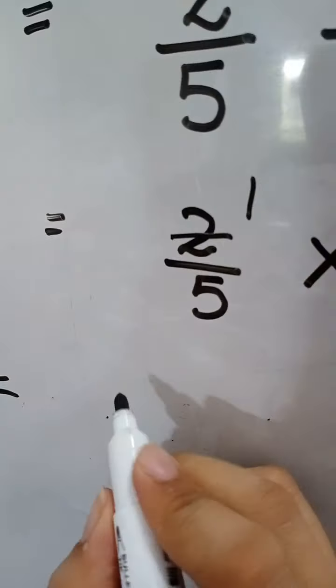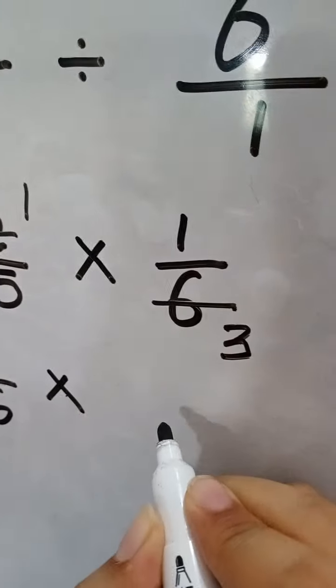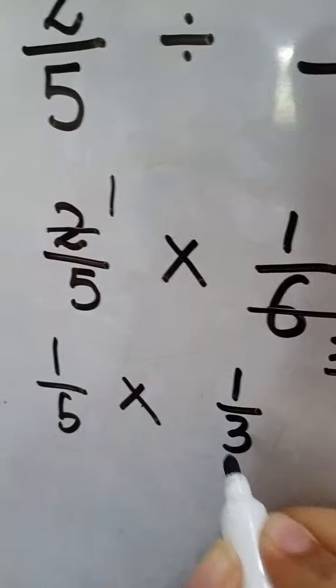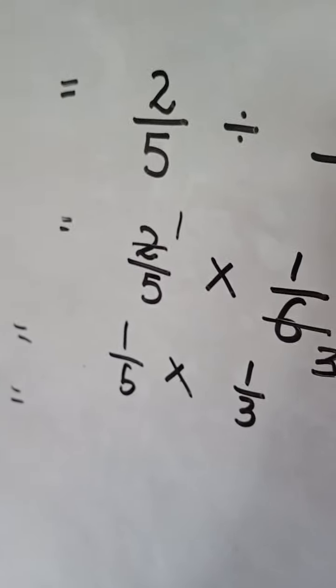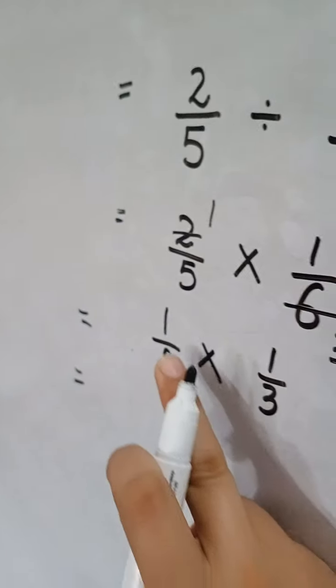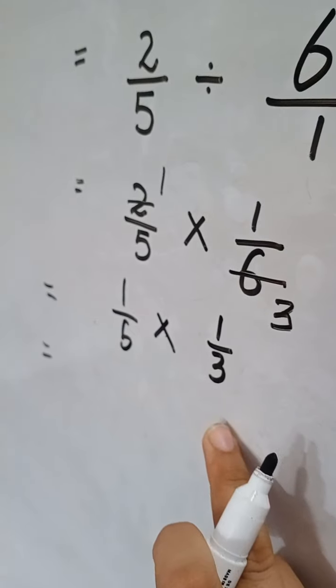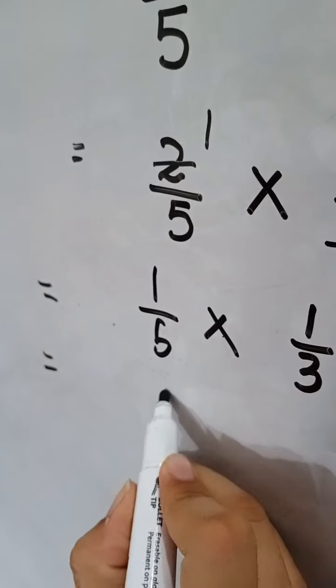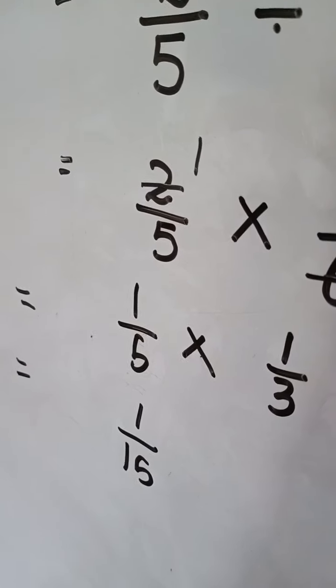Now you have 1 by 5 multiplied by 1 by 3. Is it clear? And no more cutting or simplification is possible. So you will simply multiply the numerator with the numerator and the denominator with the denominator. So 1 1 is 1 and 5 3s are 15. So your answer is 1 by 15.